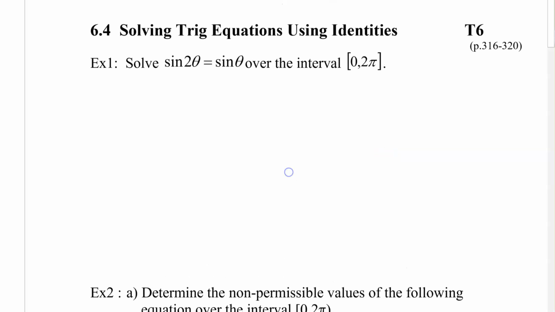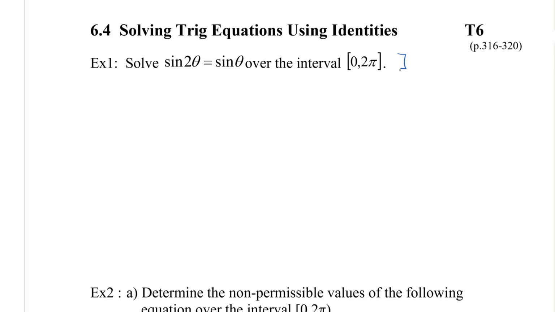Hi, and welcome to 6.4, solving trig equations using identities. So the identities that we're going to be using are those ones in your formula sheet. So the first question, example number 1, is solve sine 2 theta equals sine theta over the interval 0 to 2 pi. And you'll notice that with the hard brackets, the square brackets, that includes 0 and includes 2 pi.